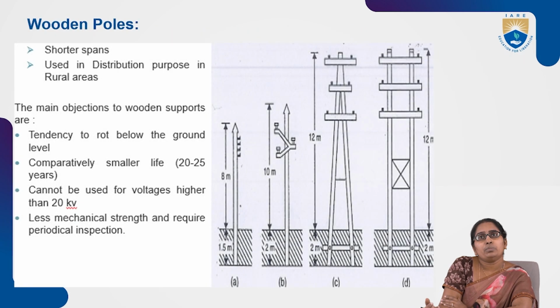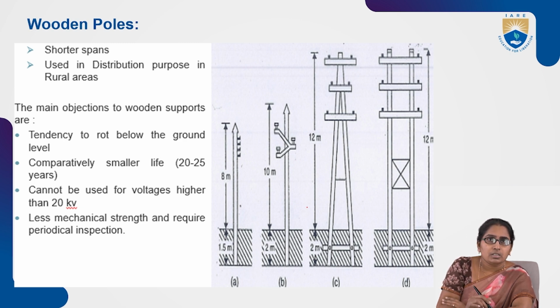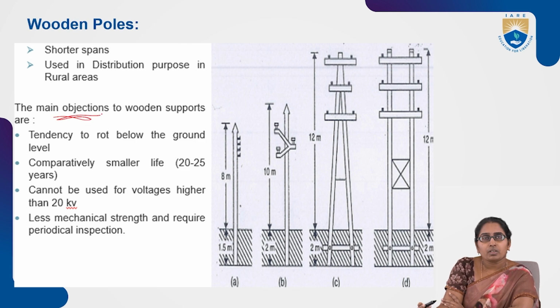First, under that, wooden poles. The first type of support is the wooden pole. Mainly it is used in shorter spans, shorter lengths. It is used for distribution lines in rural areas. On the right side we see a wooden pole. We see wooden poles in villages in general. This is shown in the diagram for different heights.